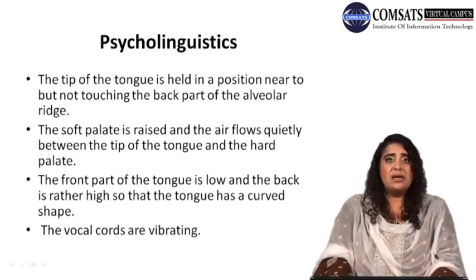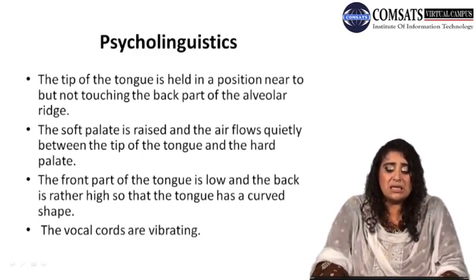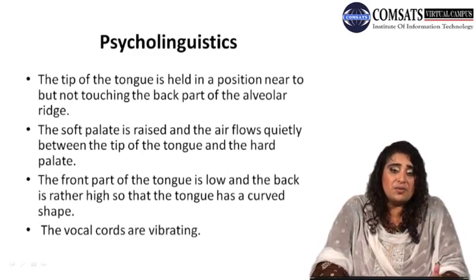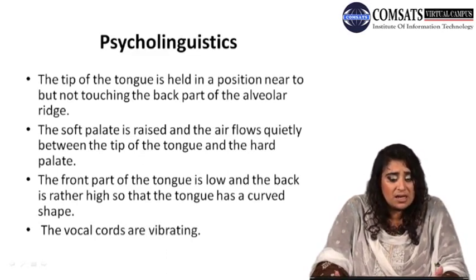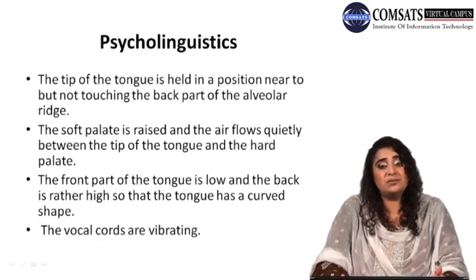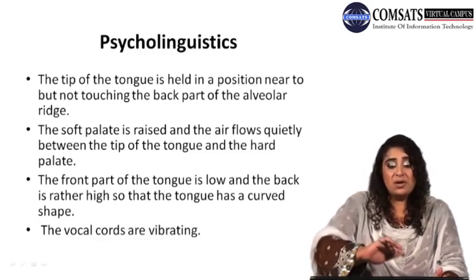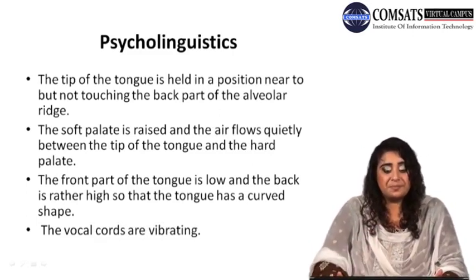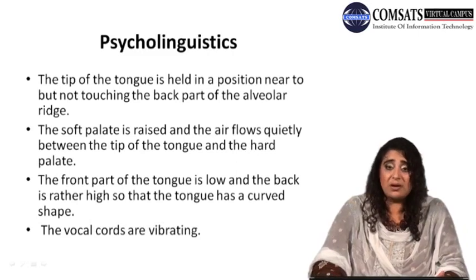Now the front part of the tongue is low and the back is rather high. Front part of the tongue वो थोड़ा सा low हो जाएगा और back उसका जो है वो rather high होगा, so that the tongue has a curved shape, ताकि आपका tongue जो है उसका curved shape बन जाए. The vocal cords are vibrating.